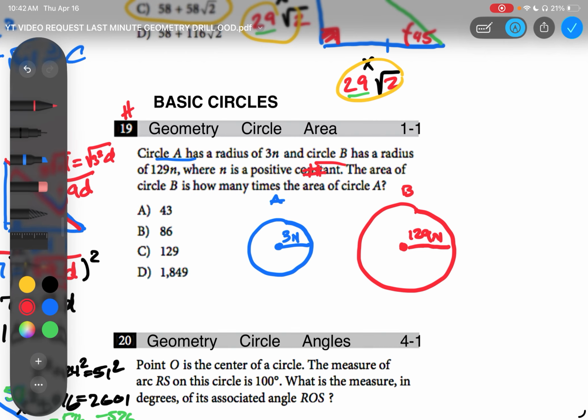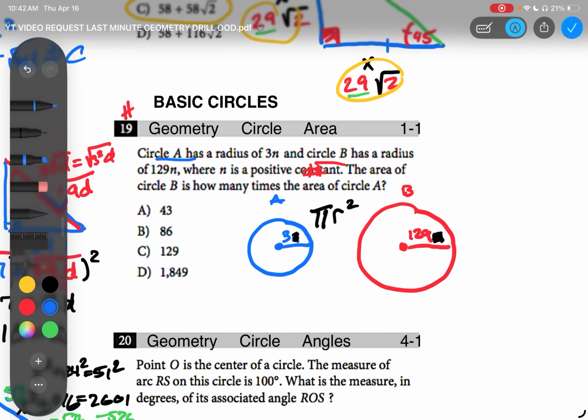Let's go into the area of a circle. The formula for the area of a circle is simply pi r squared. Now, in this question, if you stick your radius as 3n and do pi (3n) squared, you're going to get lost and confused. Let's just say for right now, n equals 1. So if n equals 1, that means we have a radius of 3. On the other side, if n equals 1, that means we have a radius of 129. All right, I think you killed the question now.